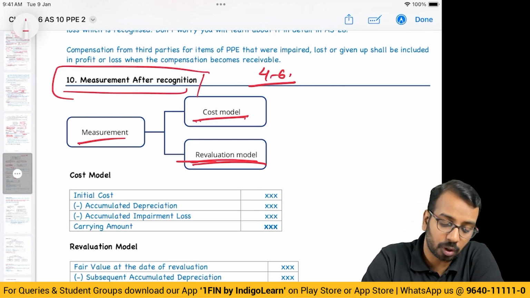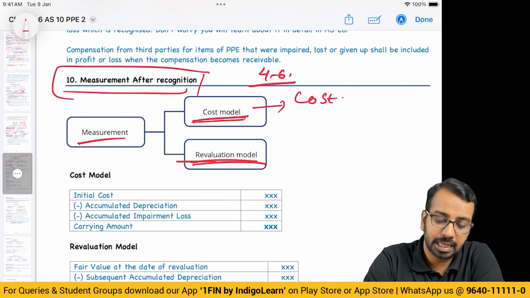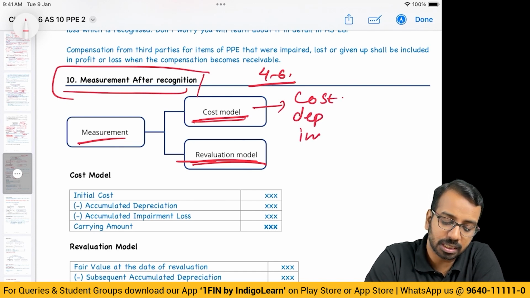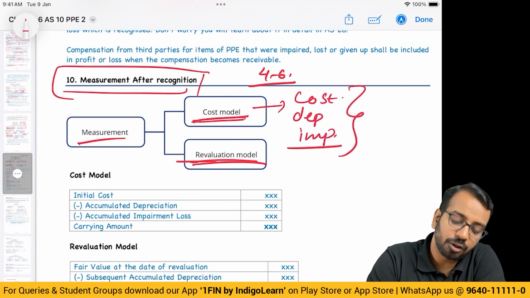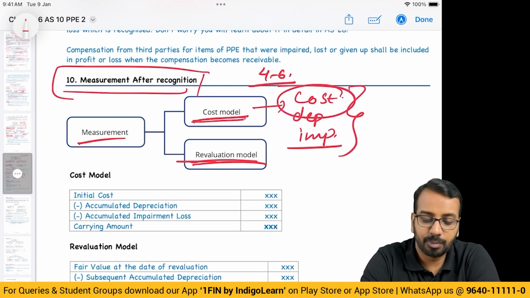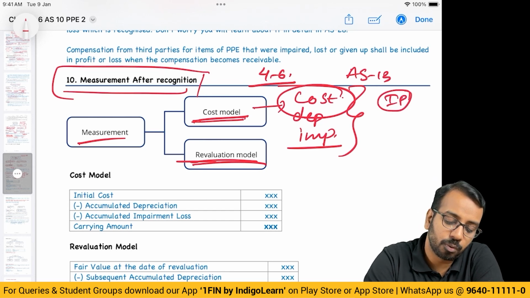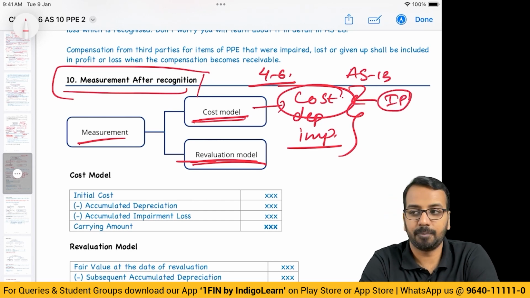When I say the cost model, basically I will recognize the PPE at cost, I will charge depreciation, I will charge if there is any impairment, and I'll continue to do this. I will never revise this amount. That is called the cost model. And if you remember, as per accounting standard 13, investment property should also be valued using cost model only. That is the first thing.